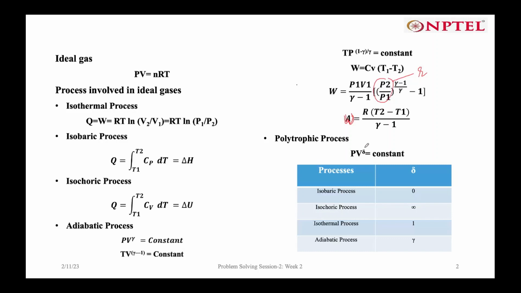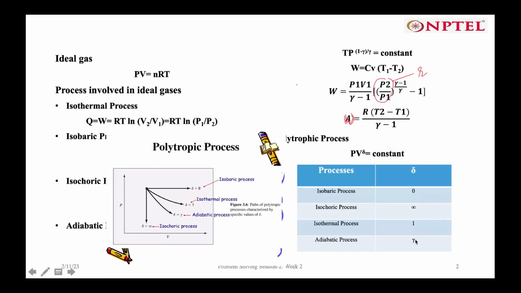Then a polytropic process: P into V raised to the power delta is equal to constant. So here is a different value for different processes. When delta is equal to 0, it is the isobaric process; infinity for the isochoric; delta is equal to 1 for isothermal; and delta is equal to gamma for adiabatic process. This is a graph of the path of a polytropic process characterized by a specific value of delta. The P versus V plot shows the graph with respect to the value of delta.